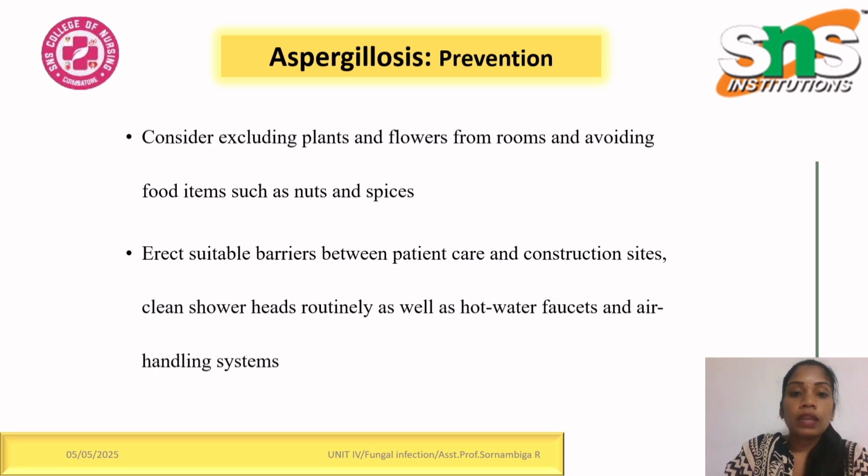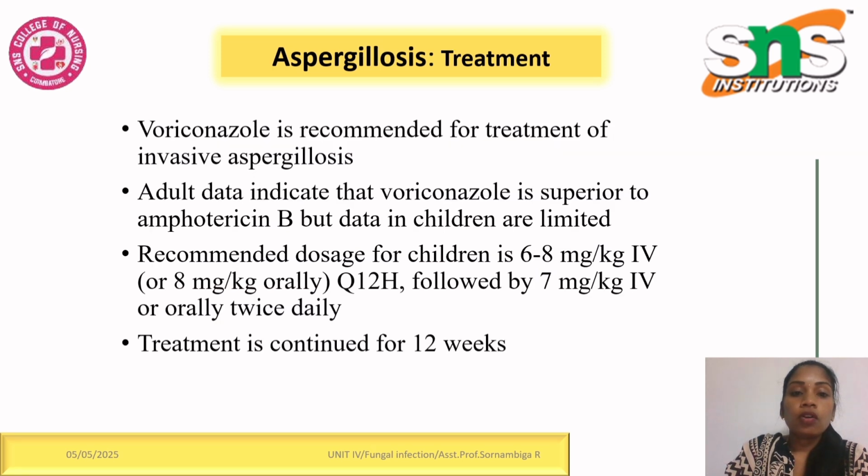Then prevention. How do we prevent aspergillosis? Prevention of aspergillosis includes minimizing exposure in high-risk individuals through HEPA filters and avoiding construction sites. Then moving on to the treatment.